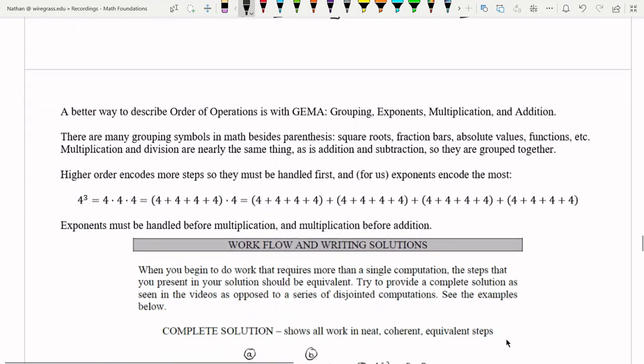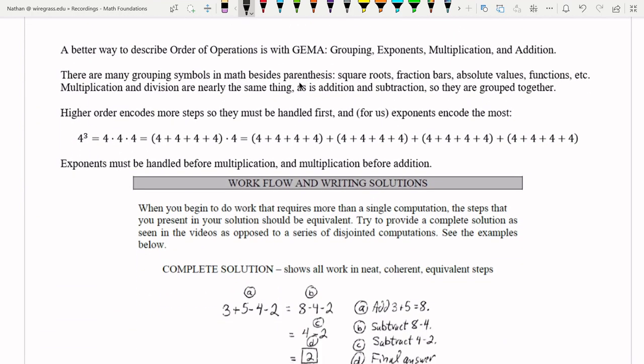Okay, a better way of describing order of operations is with the acronym GEMA instead of PEMDAS. This stands for grouping, exponents, multiplication, and addition. There are lots of grouping symbols. We've actually seen a couple of them. We have parentheses. Square roots are actually going to be grouping symbols. Fraction bars, as we've seen. There are these things called absolute values that are going to be grouping symbols. Functions, which we're not going to talk about, but they are grouping symbols. There are many grouping symbols in mathematics, and so parentheses is just a single type of grouping symbol.